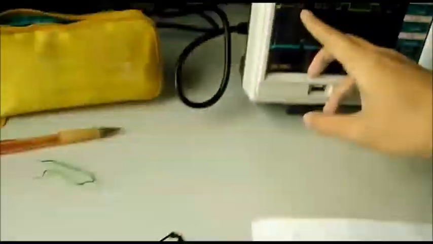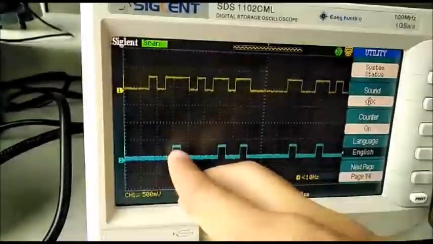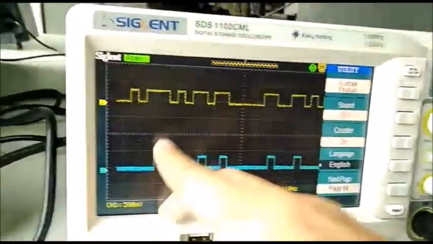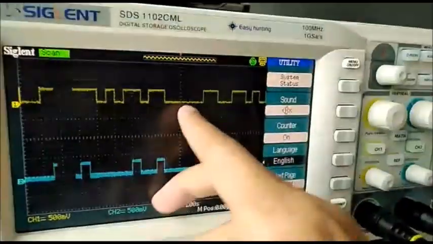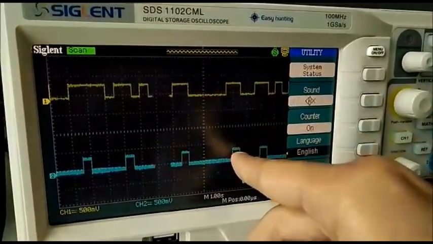Now we are going to see the oscilloscope. In the diagram, we can see when the input is 0, 1, 1, our output will be 1, and on this side also, when the input is equal to 0, 1, 1, the output will be 1. That's all.